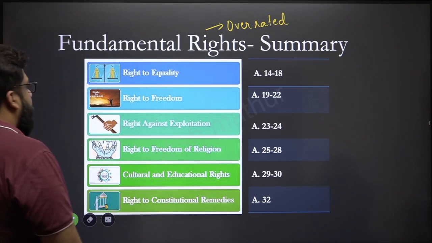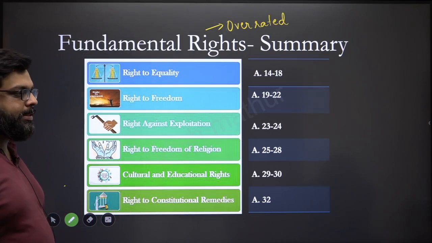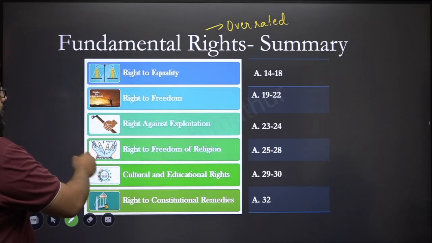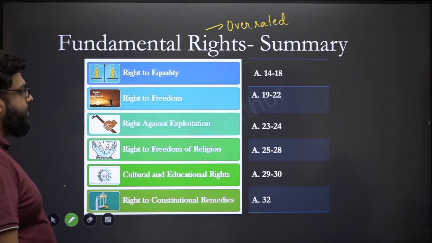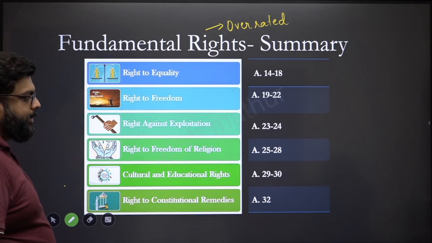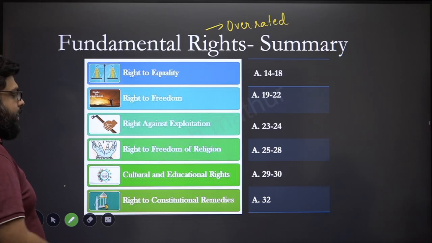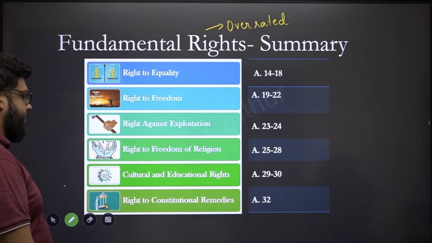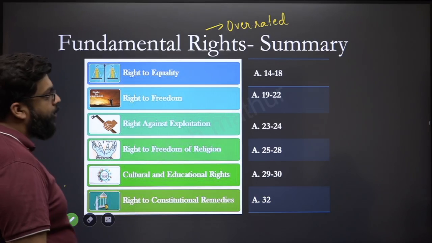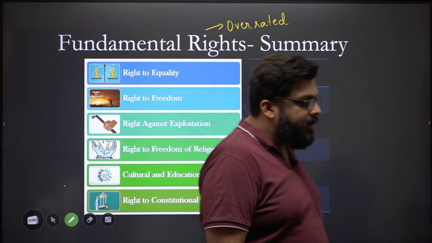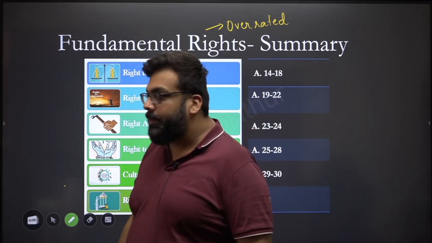Right now, largely you've got 6 different classes of rights, so to speak. You've got the right to equality under 14 to 18, freedom under 19 to 22, exploitation in 23 and 24, religion related rights between 25 to 28, cultural and educational rights in 29 to 30, and of course the right to constitutional remedies. Now, before we begin with this lecture, I would highly recommend that you keep the text of these rights available with you.